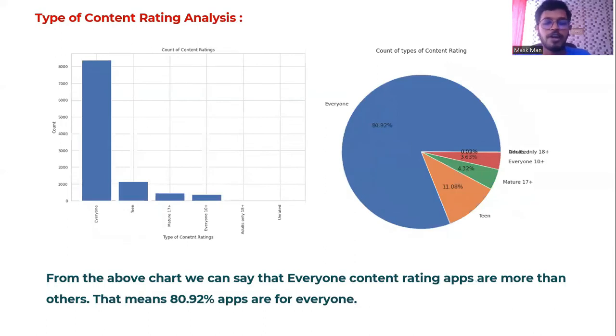And content rating analysis. Here we have five types of content rating: everyone, teen, mature 17 plus, everyone 10 plus, adults only 18 plus, and unrated. Among them, everyone content rating apps are more than others, that is 80.92% of apps are for everyone.